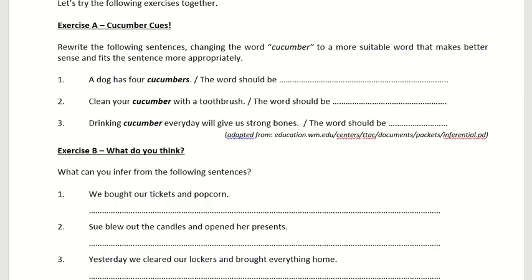Let's try Exercise A. Rewrite the following sentences, changing the word cucumber to a more suitable word that makes better sense and fits the sentence more appropriately. A dog has 4 cucumbers. So the word should be, the dog has 4, what 4 things? Legs.